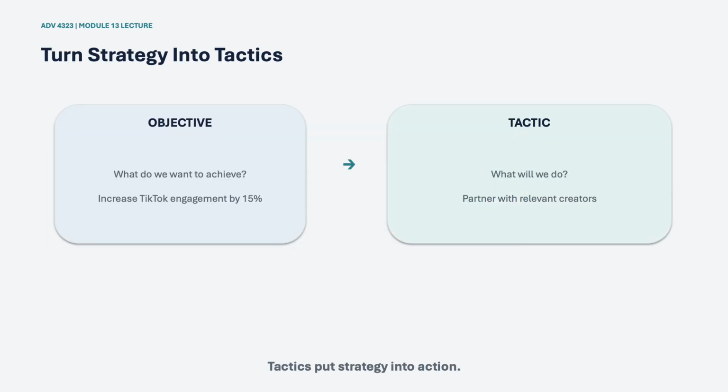Once you have your objectives and channels, you need tactics. This is where students sometimes confuse an objective with an action. Your objective tells us what you want to accomplish. Your tactic tells us what you're actually going to do to help accomplish it. For example, if your objective is to increase TikTok engagement by 15%, partnering with relevant creators might be one tactic you use to help achieve that objective.